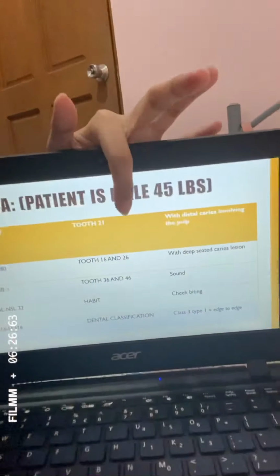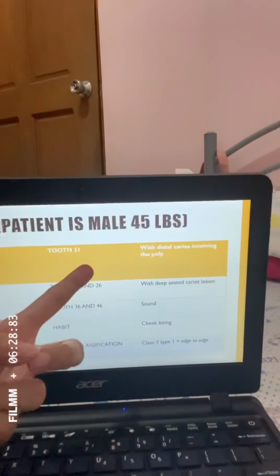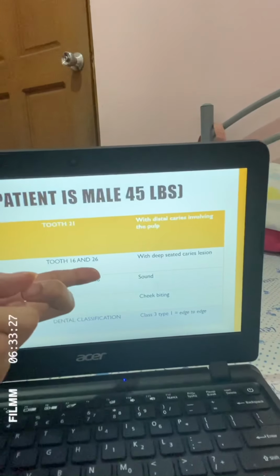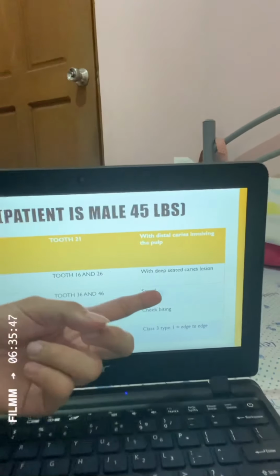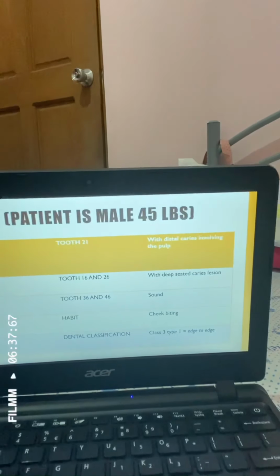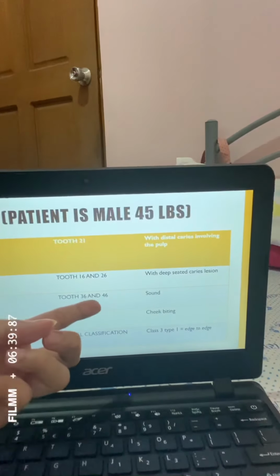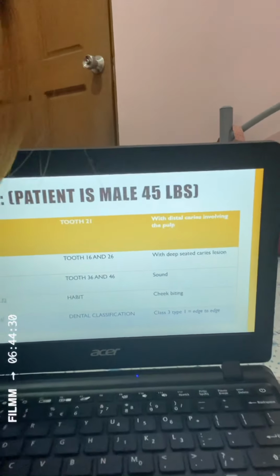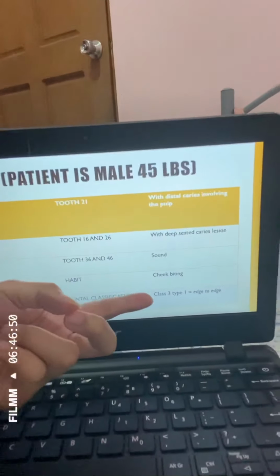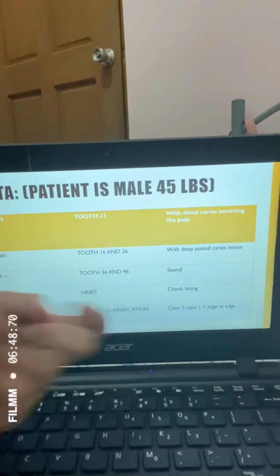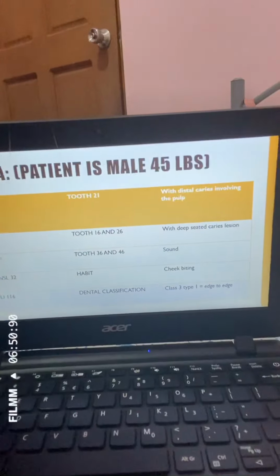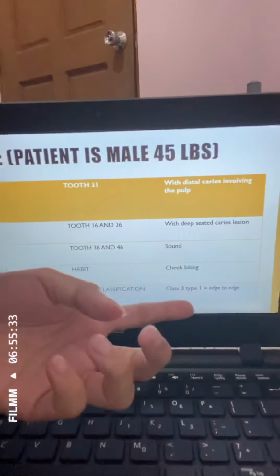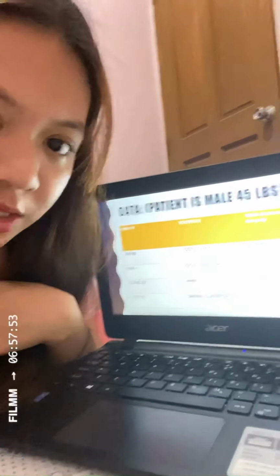Also in here, tooth 2-1 has distal caries involving the pulp, and teeth 1-6 and 2-6 have deep-seated caries lesions. Teeth 3-6 and 4-6 were both sound. The patient has a habit, no? He has a cheek biting habit, and his dental classification is class 3 type 1. Class 3 type 1 means that the patient is in edge-to-edge occlusion.